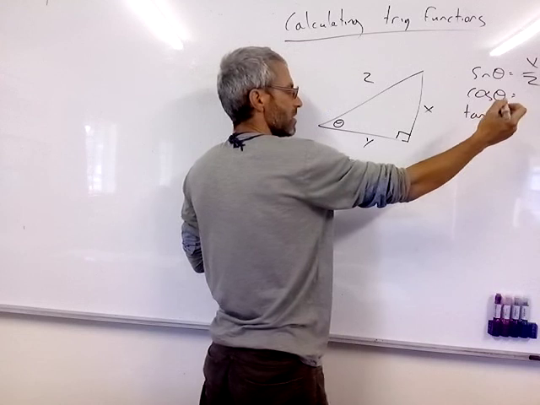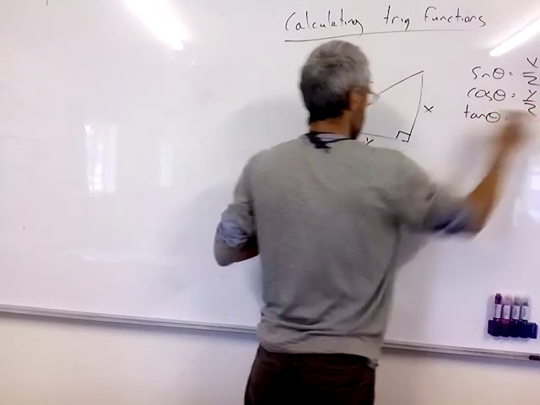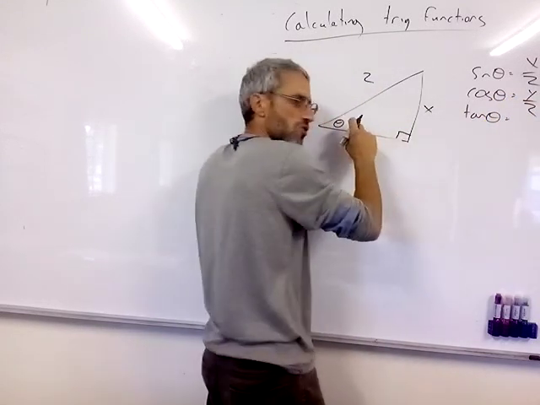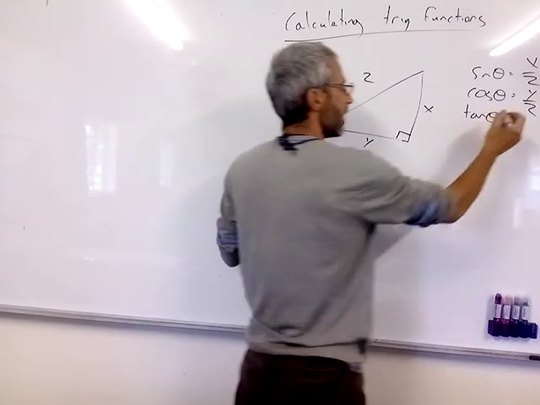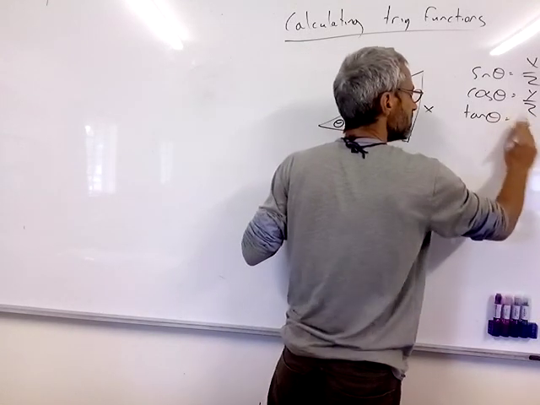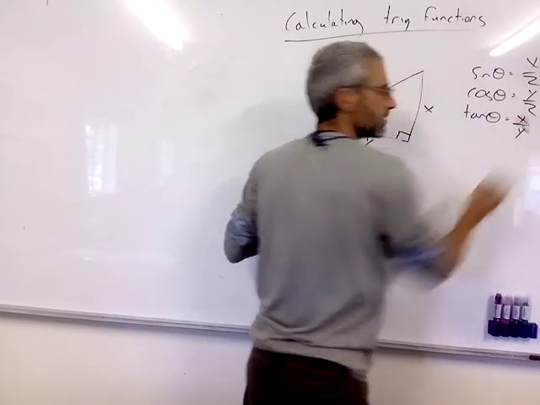Cosine, what will cosine be? Y over Z, the adjacent to theta divided by Z. And tan theta? X over Y. It's the opposite over the adjacent.